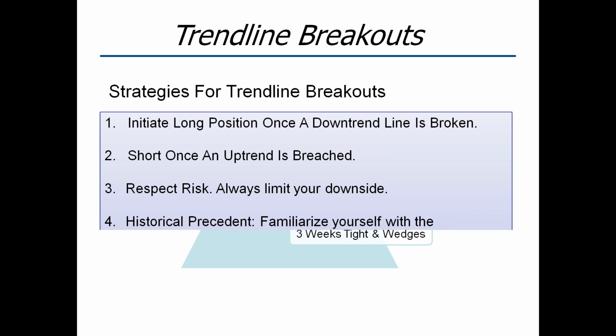So how do you use this in real time? Well, there are a few strategies for buying the trend line breakouts on the upside or downside. First of all, you get in when a downward trend line is broken, or you short when an upward trend line is breached. Either way, you respect risk, and always have an exit point before you get in. Familiarize yourself with the market and stocks and see how they respect the trend line. Some stocks do, some stocks don't. Most of them do. On average, again, the longer the trend line, the better.